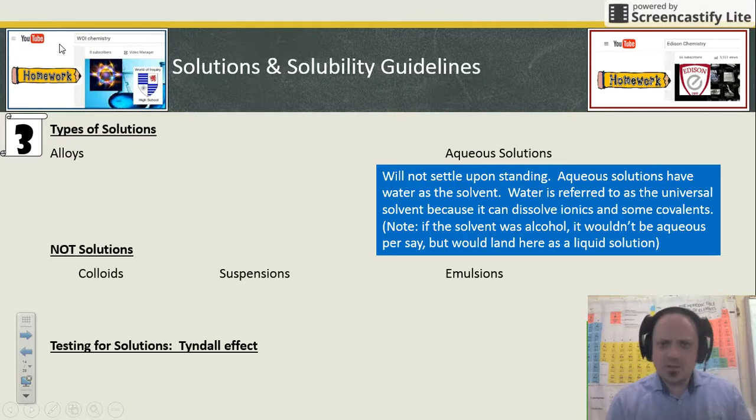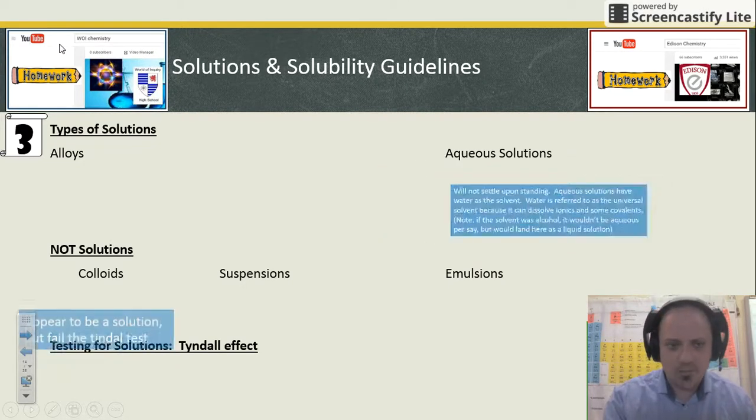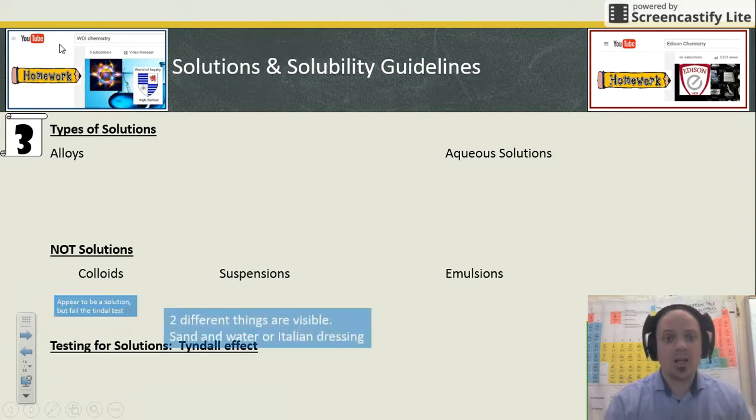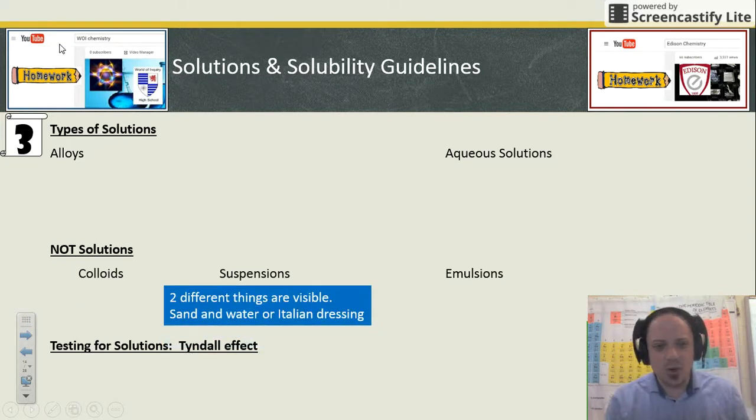Now there are some things that are not solutions as well. Colloids. These appear to be solutions, but fail the Tyndall test. The Tyndall test is when we shine a laser or a light beam through the solution. If we can see the beam of light in the solution, it is not a true solution. It is a colloid, a suspension, or an emulsion. A suspension is when two things are visible, like sand and water or Italian dressing. You might shake it up and it looks homogeneous for a little while, but it doesn't stay that way.